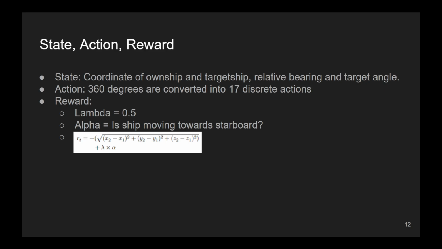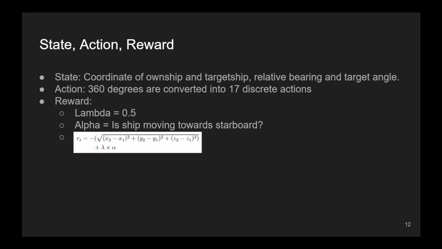Before discussing the proposed methodology, it's essential to understand three crucial components in a reinforcement learning environment: state, action, and reward. At first, let's talk about the state. Our state includes the x, y, z coordinates of both the own ship and the target ship. This information helps the agent determine the location of the ships.